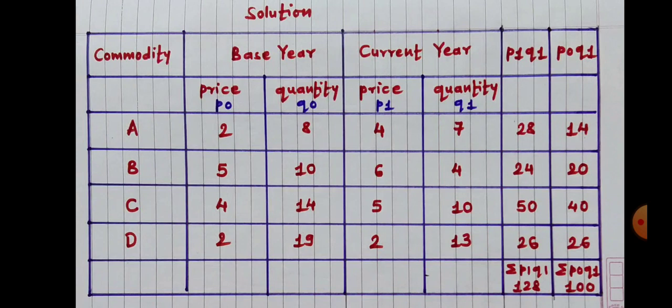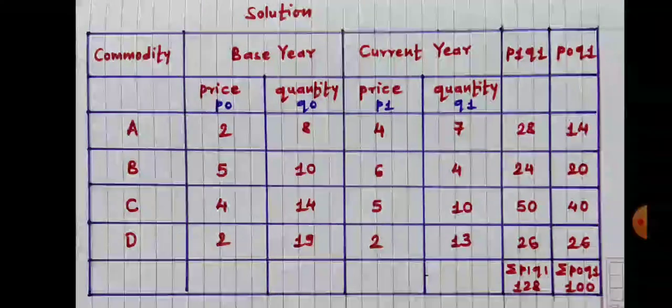After that we have to find out P0 multiplied by Q1. It means we have to multiply prices in the base year by quantities in the current year. Prices in the base year means 2 and quantities in the current year means 7. So 2 into 7 is 14. 5 into 4 is 20. 4 into 10 is 40 and 2 into 13 is 26.